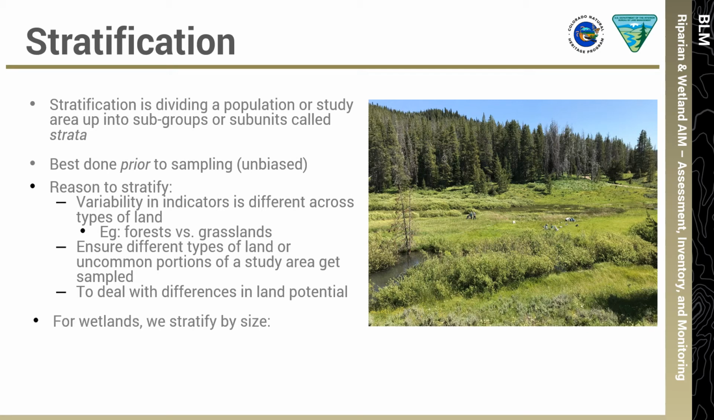For riparian and wetland areas, we often stratify by size, small, medium, and large wetlands, in order to ensure that small wetlands are adequately represented in the sample design, because otherwise most points would fall in large wetlands.